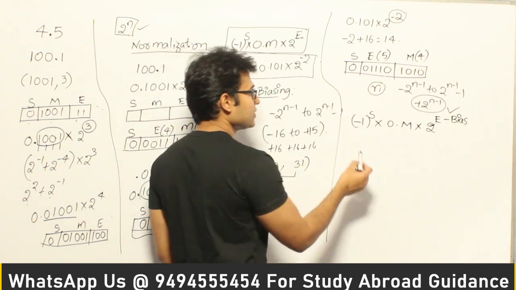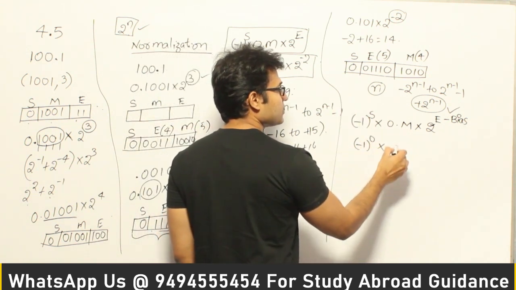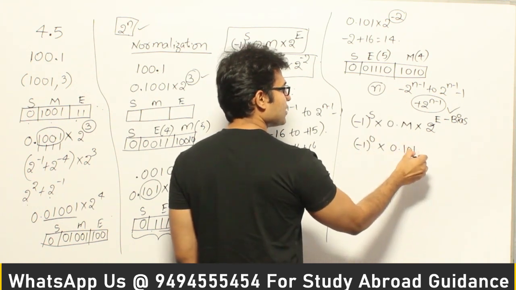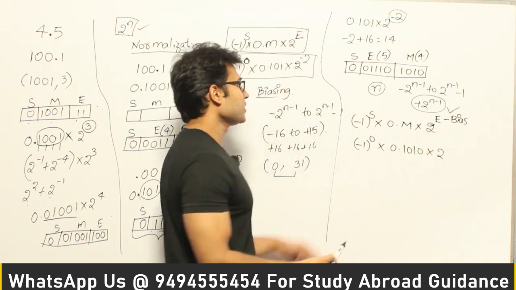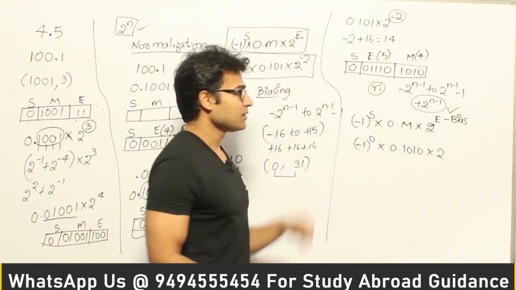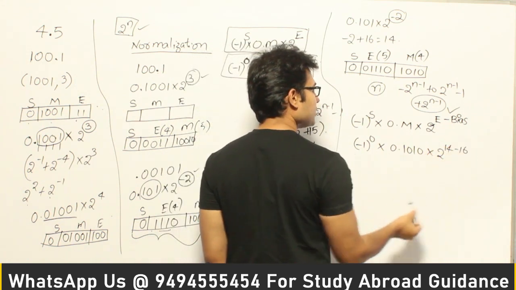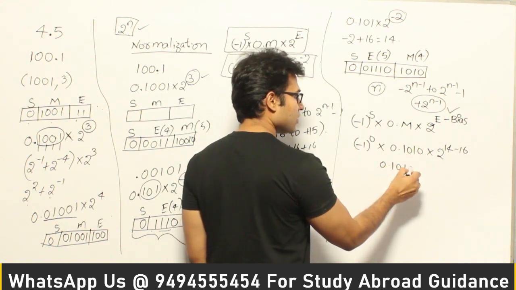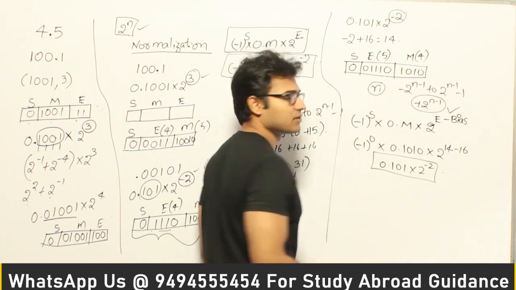So now for this number, minus 1 power 0 into 0 point m, so what is m? 1010 into 2 power exponent. So what is the exponent here? It is 14. So 14 minus bias, which means 16, then what do I get? Minus 2. So it is going to be 0.101 into 2 power minus 2 is the number. That is what you have saved it.